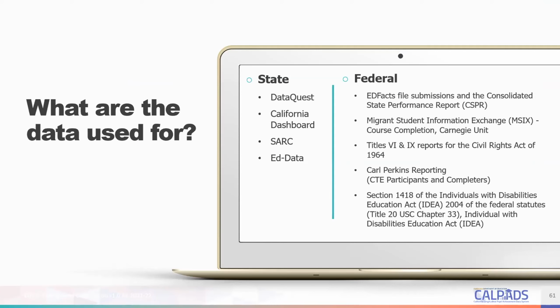What is the data used for? Just to recap, DataQuest, publicly available, the California School Dashboard, publicly available. To complete your SARC and add data, how it's used for your state. Most importantly, end of year one, a lot of the data meets those Carl Perkins reporting requirements. Then your Individuals with Disabilities Act, that's the transition work-based learning. And then you have civil rights, migrant ed reporting for the Carnegie unit and EdFacts, right?